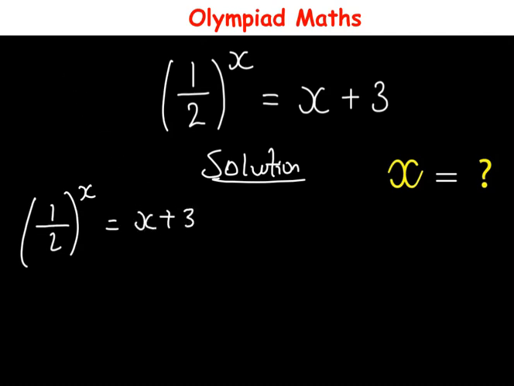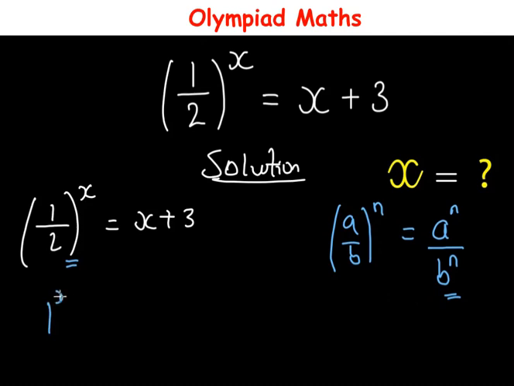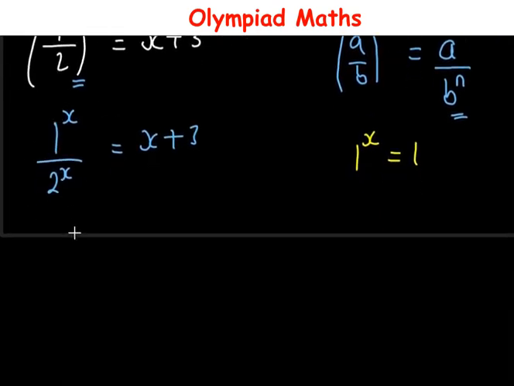Now, applying this rule of indices, that if you have in brackets a over b all raised to power n, this equals a raised to power n over b raised to power n. Applying this rule, this becomes 1 raised to power x over 2 raised to power x is equal to x plus 3. Since 1 raised to power x is equal to 1, this becomes 1 over 2 raised to power x equals x plus 3.